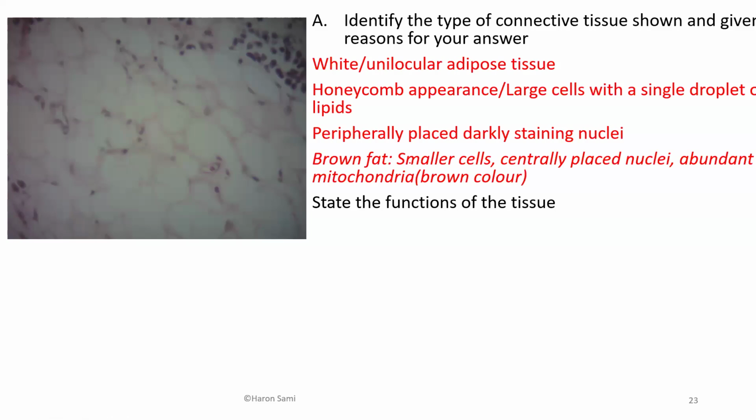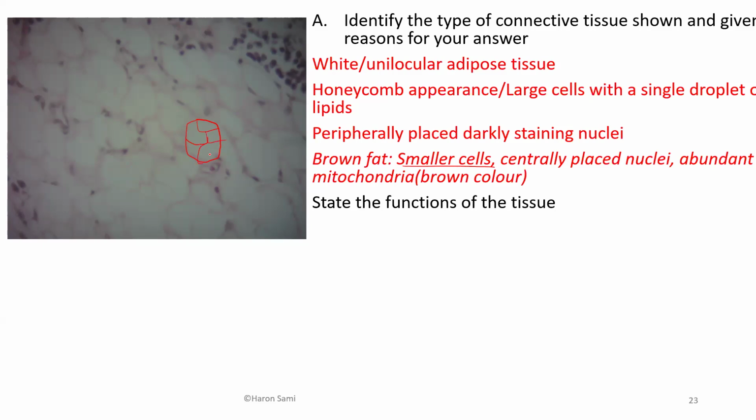But for the brown one, the cells are usually smaller and it has what is known as multilocular appearance, okay? Unilocular means the fat within that cell is just within one locule, like one big vesicle, if you can put it that way. But for brown, instead of it being in one big storage compartment, it has various compartments, what is known as multilocular appearance.